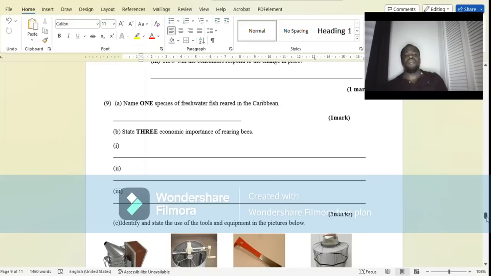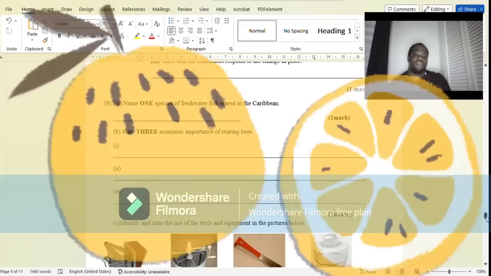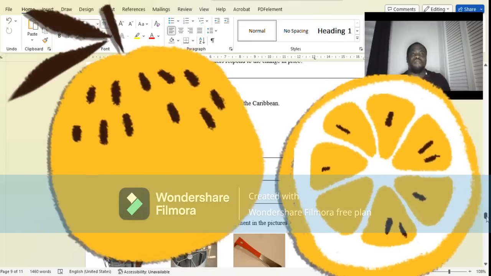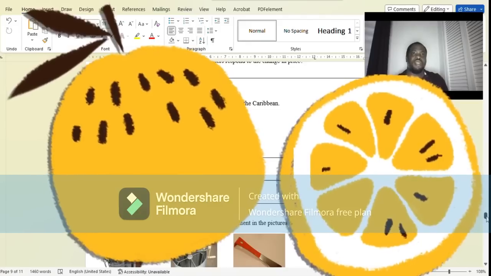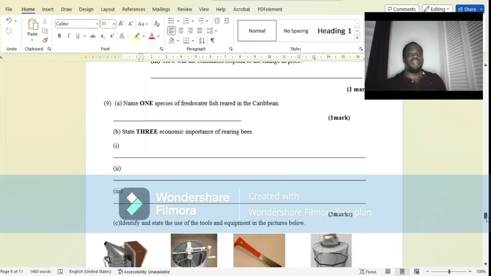We know one of the major pollinators is the honeybee, and they help to transfer the pollen grain from the anther. This helps in the production of fruits, because after pollination, you have fruit formation. So sometimes persons even rent their bees in the citrus industry. They will get the farmers to place their hives within the area of the citrus trees, and this should improve the yield obtained. So we basically have those for the economic importance of bees.